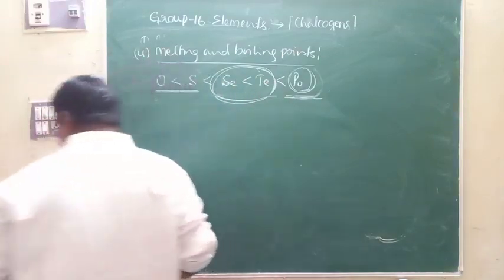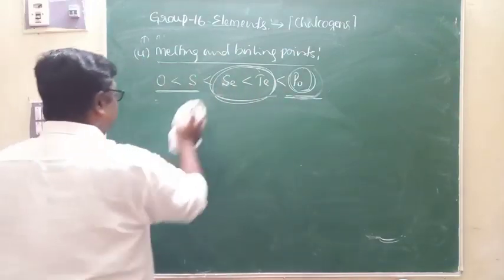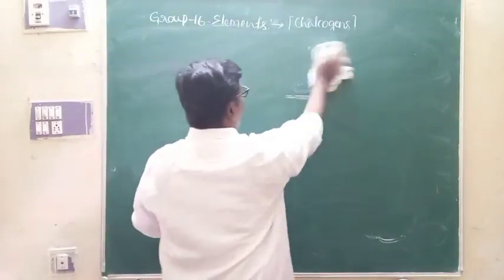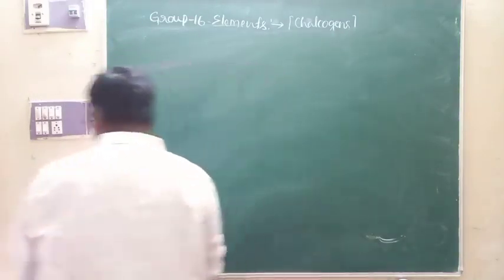Here selenium and tellurium are metalloids. Metalloids are elements which exhibit the properties of metals as well as non-metals, right?